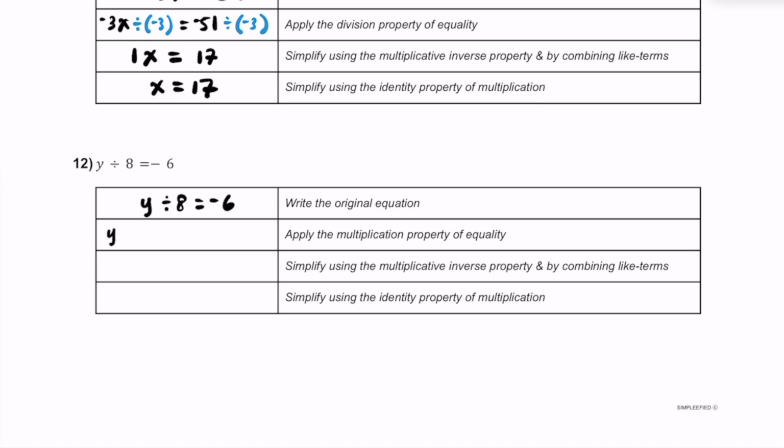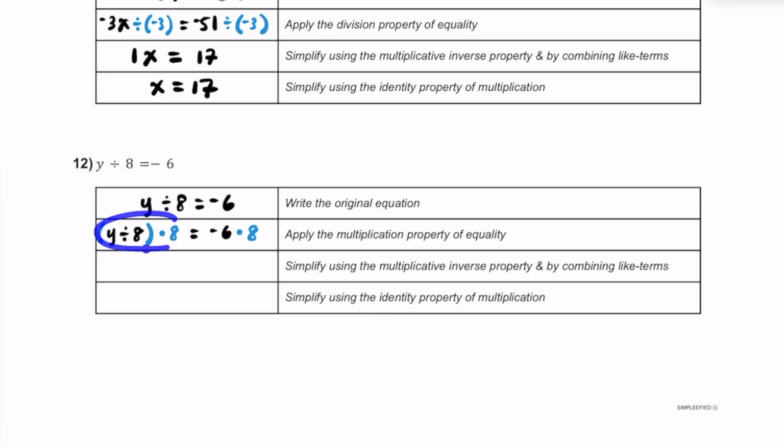I think I'm going to go ahead and take this y divided by 8. Let's go ahead and multiply this left side by 8, all right? Because if you take y and then you divide by 8, but then you multiply by 8, something nice will happen there, right? On the other side, let's take this negative 6 and let's also multiply that by 8.